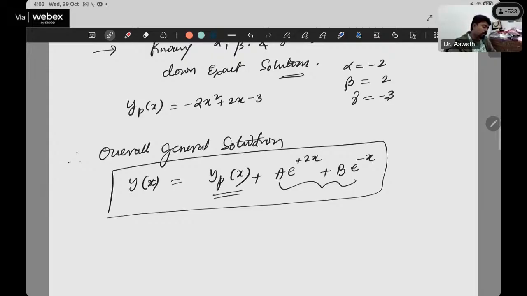So this is how, even for the non-homogeneous case, even if you have variable coefficients, you can find the solution. In this case, I have constant coefficients. We will see the variable coefficients after the break.